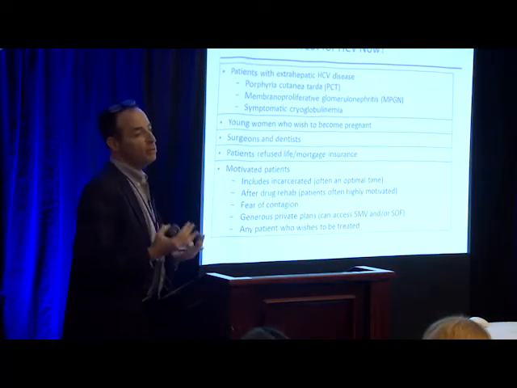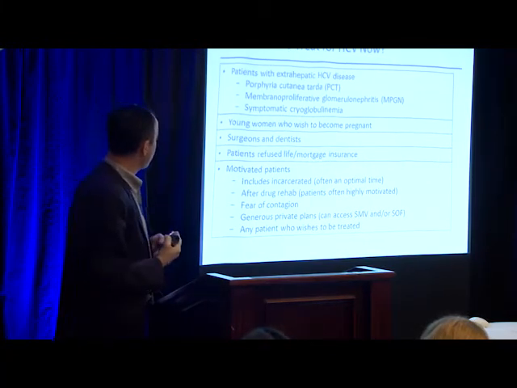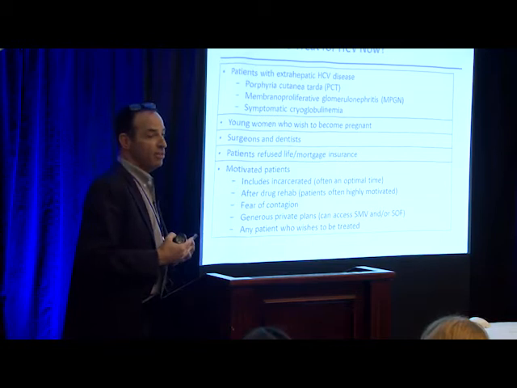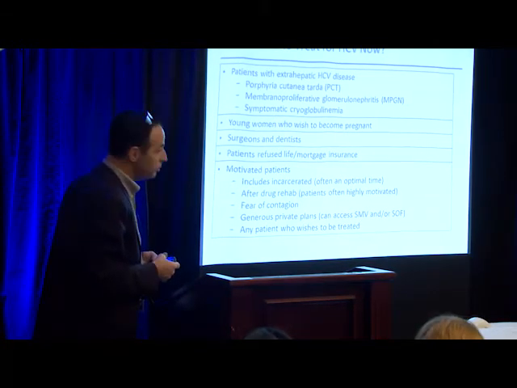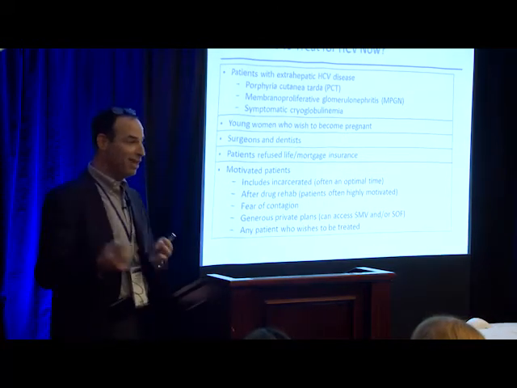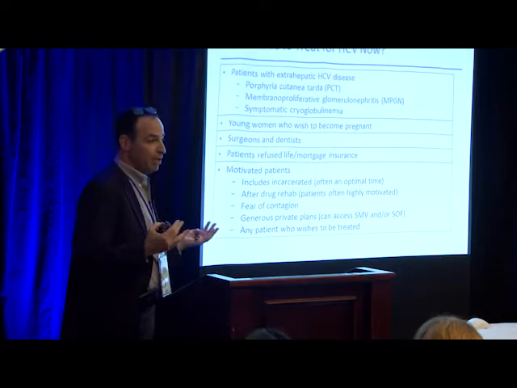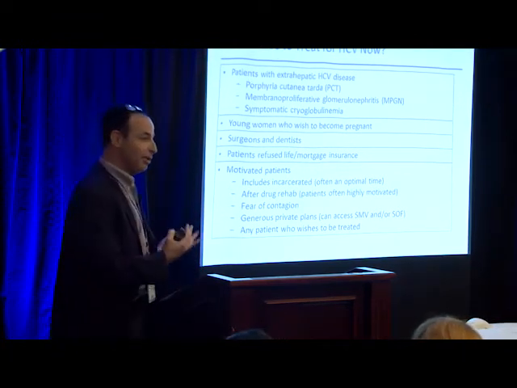So we still have a subgroup of patients that do need to be treated now. They're numerically few. We have people with extrahepatic disease. We have women who want to get the virus out of their system before they have their babies to stop that small risk of transmission. We have surgeons and dentists who can't practice until the virus is out of their body. We have people who refuse life and mortgage insurance with Hep C, and they can actually reapply after they're cured.